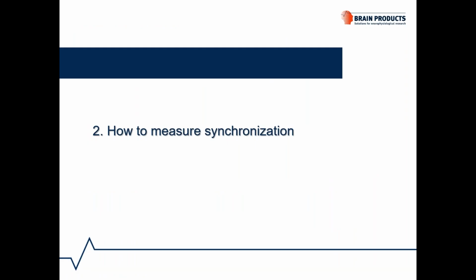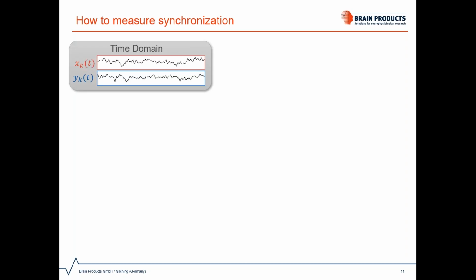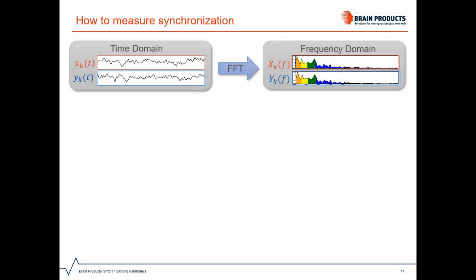So let's continue with the next section. In this, we will explore in more detail how synchronization is measured. Many connectivity measures are based on frequency domain data, but synchrony can also be based on the time domain data. Time domain signals, for example, are our raw or preprocessed EEG recordings, which can be converted into the frequency domain with, for example, the Fourier transform, the FFT.